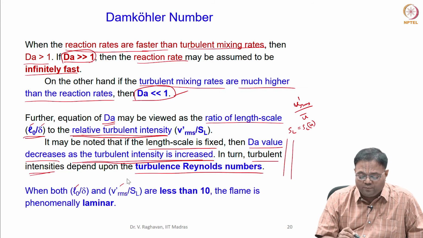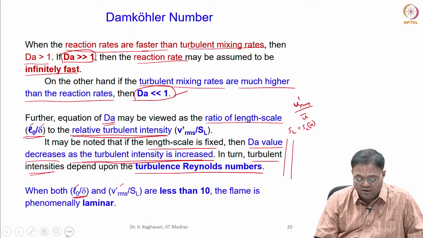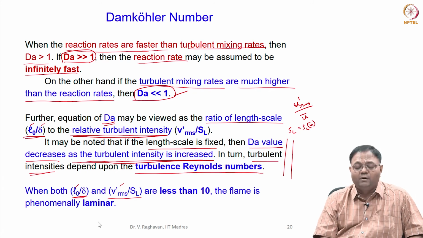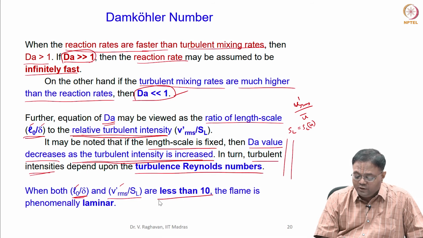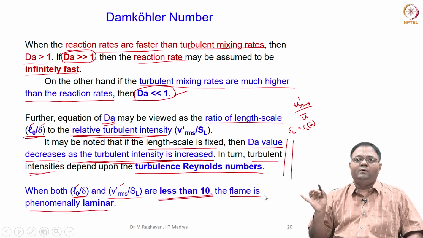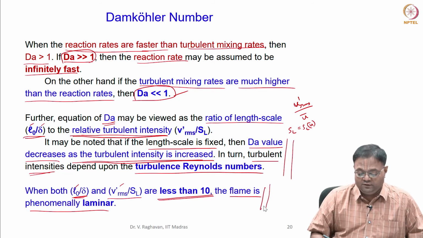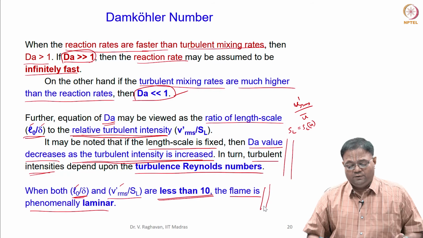So based upon this, when we have this length scale ratio L0 by del or the relative turbulent intensity V dash RMS by SL less than 10, then the flame will behave as a laminar flame, phenomenally as a laminar flame. So this is also one of the important things which we should understand. Okay, so these are the things.